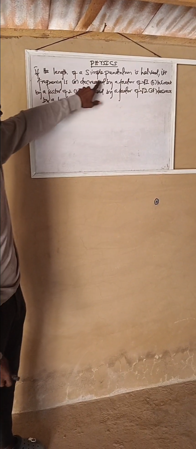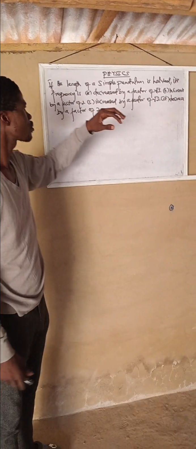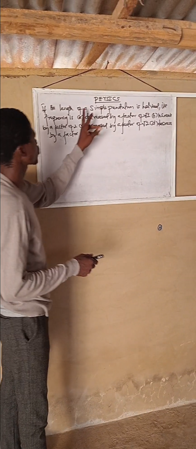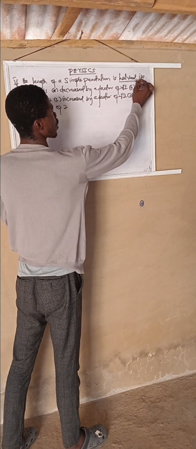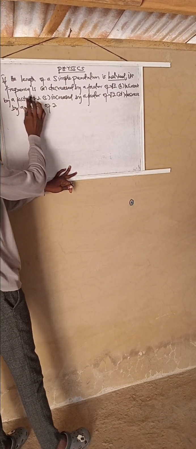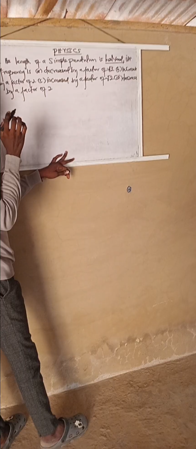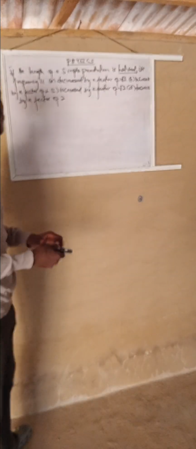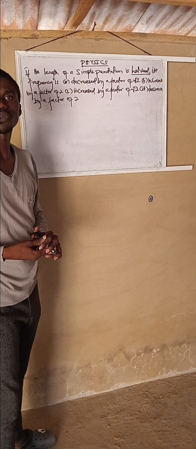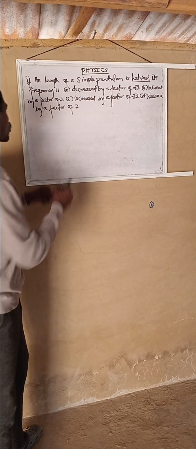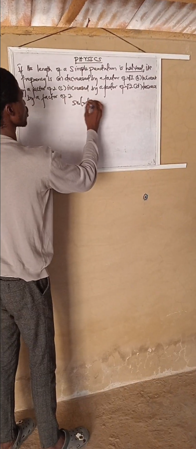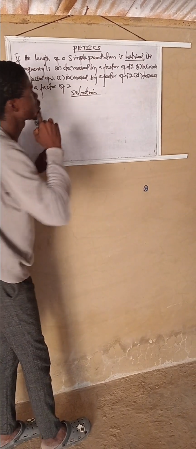If the length of a simple pendulum is halved, don't forget, note this particular statement. Now, its frequency is what? If the length of a simple pendulum is halved, what is the value of the frequency? What will be the nature of the frequency? Now, let's look at the way we solve this.